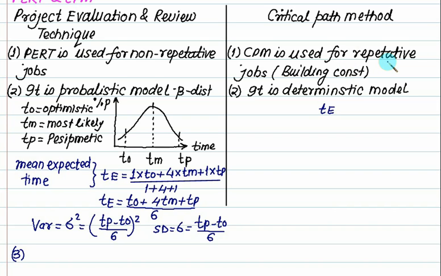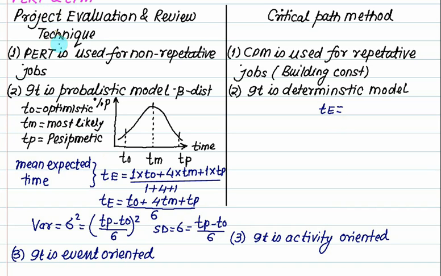Critical path method, it is a repetitive job. Just like when we are doing painting or some civil construction, plaster work, the time is always fixed. So there is only one time, T, and here T is given by To plus 4 times Tm plus Tp divided by 6. And there exists a probability, it is 100% true, that within this day this work will be finished.